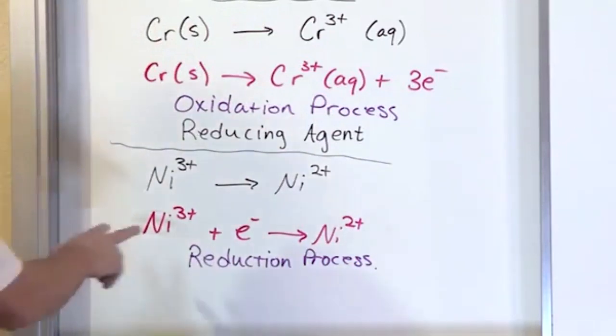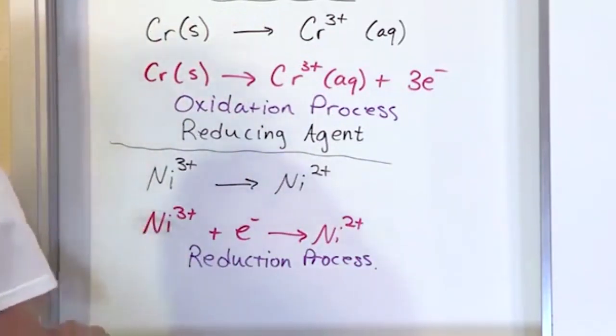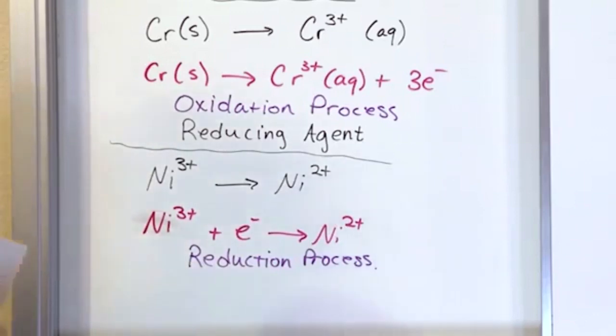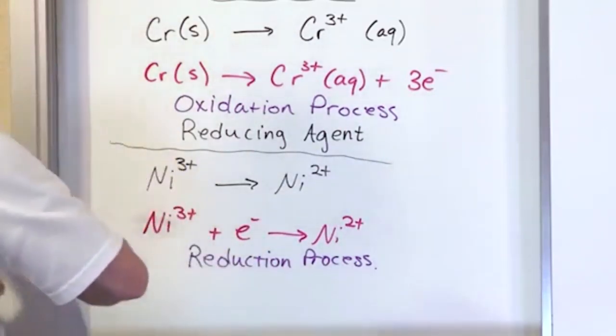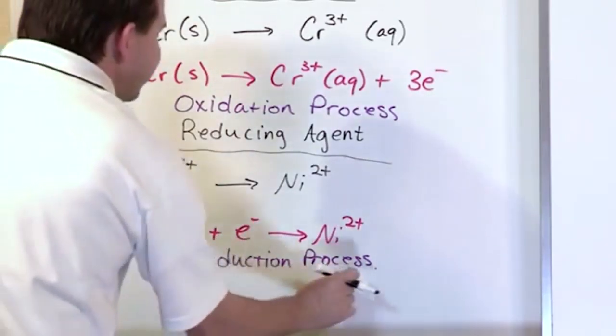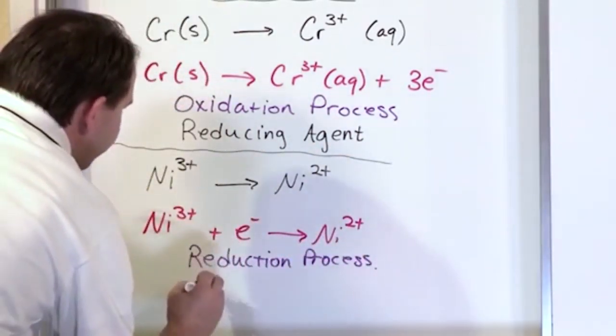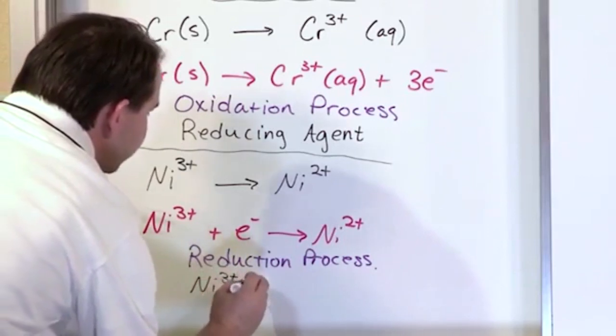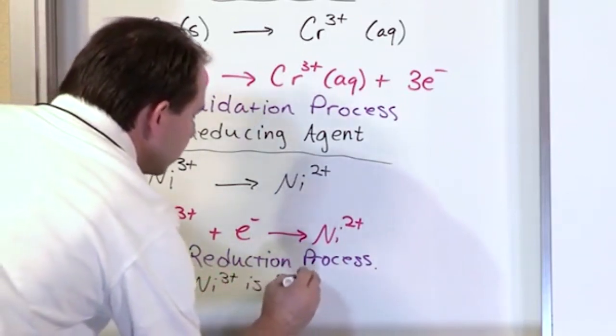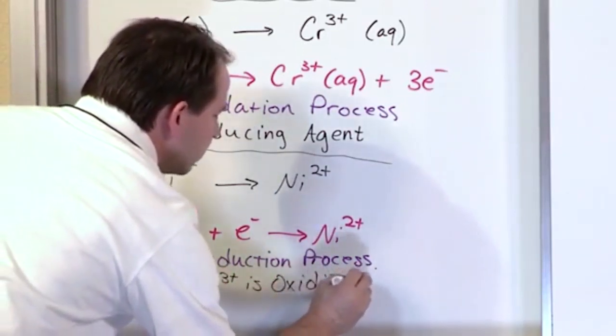Now, is this nickel ion that we're looking at, is this an oxidizing agent or a reducing agent? And the easiest way to figure that out is to realize that once I know this is a reduction process, then I can say that nickel is an oxidizing agent.